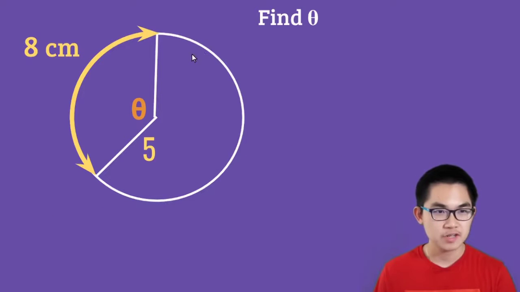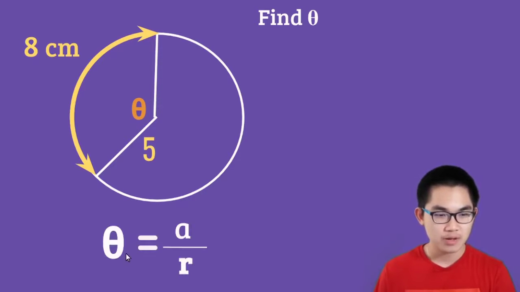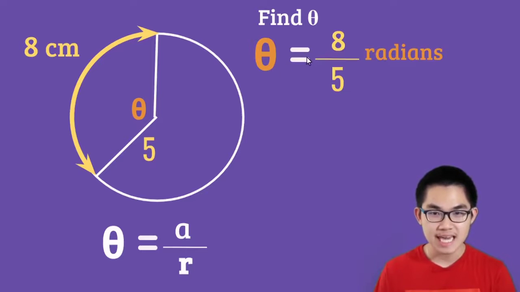So we're given the circle with the arc length of 8 centimeters and the radius is 5 centimeters. And it's asking us to find the angle theta inside the circle. So using the formula, we know that theta is equal to the arc length, which is 8, divided by the radius, which is 5. And so the answer is just basically 8 divided by 5 radians.